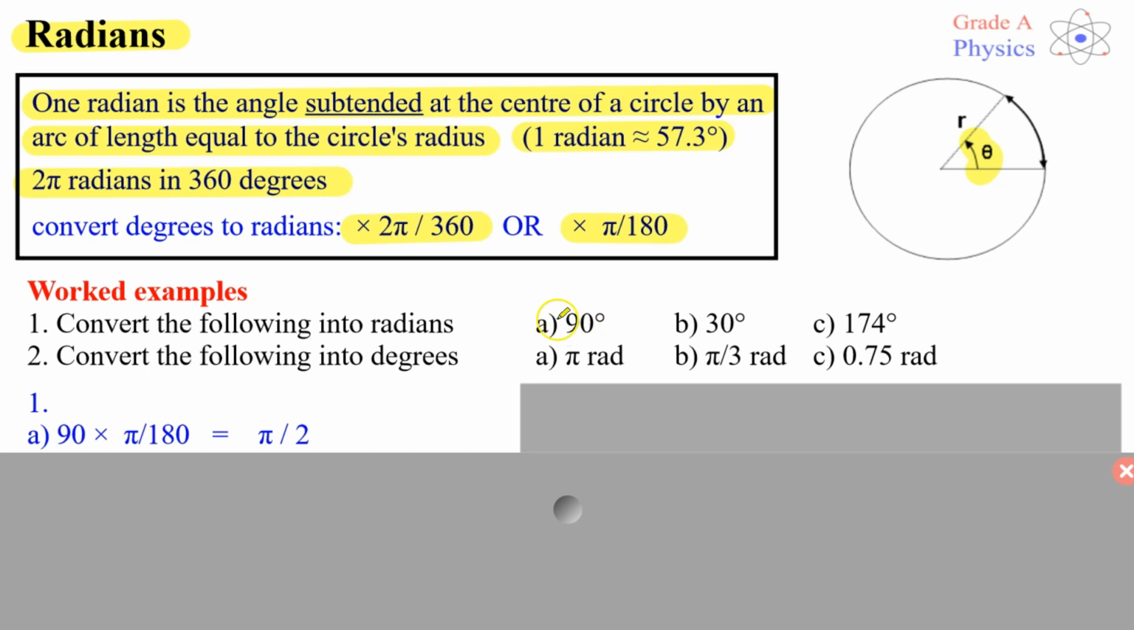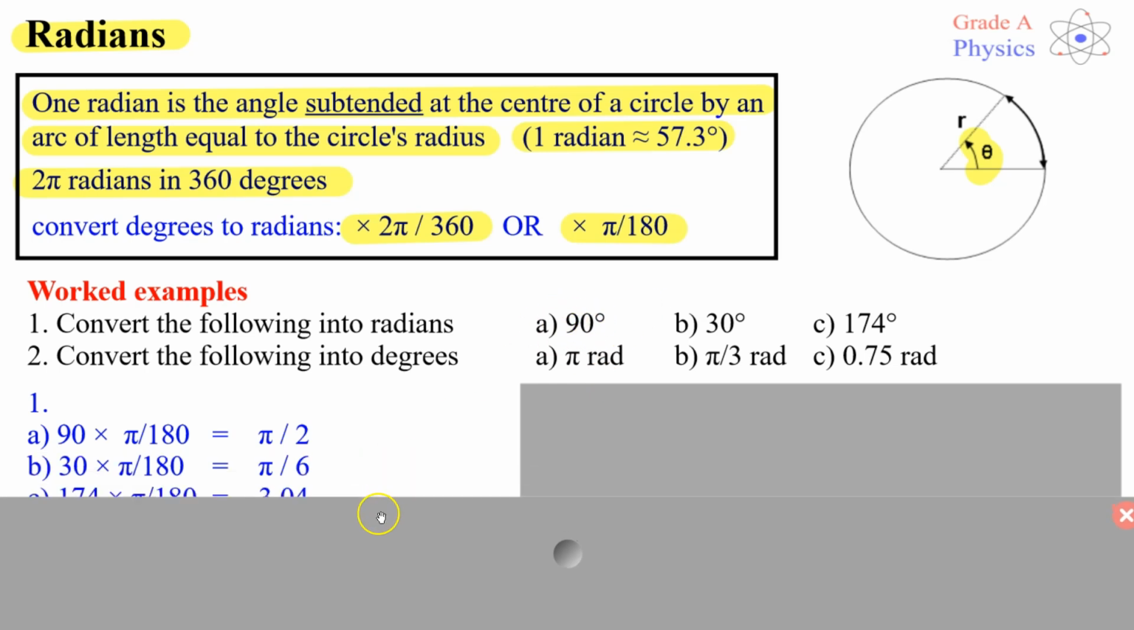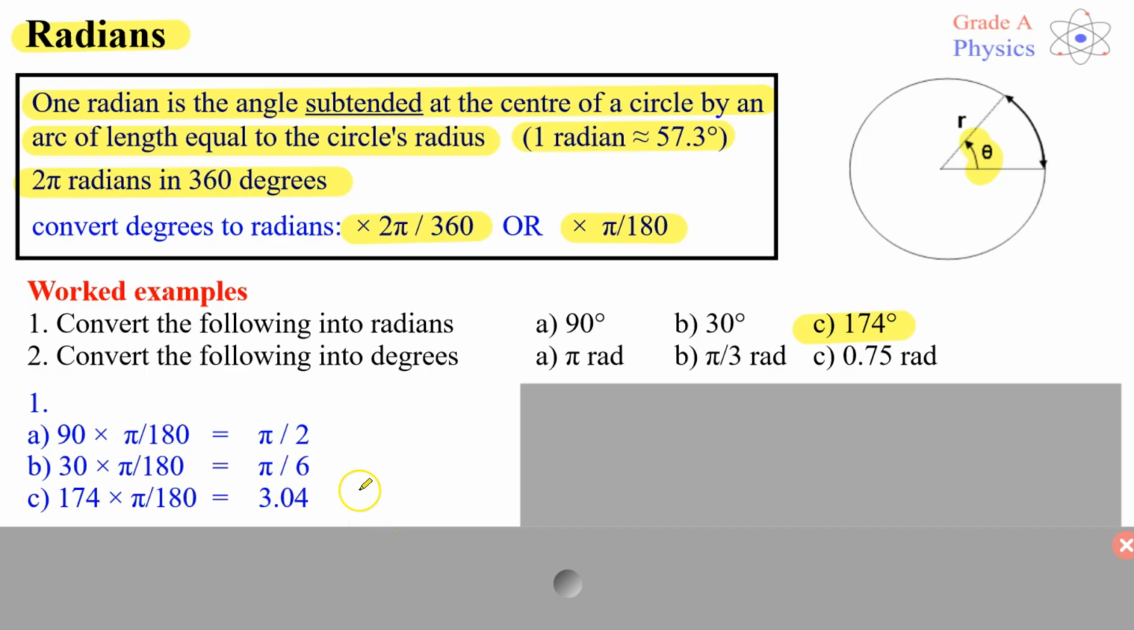30 degrees is 90 divided by 3, so that will be pi over 6. Again, if we have a nice simple fraction, we can leave pi in the answer. But if we have something which is not a simple fraction, then we'd have to use our conversion here to get a decimal answer. So we multiply our 174 by pi, divide by 180, and we get 3.04. Going back the other way, converting into degrees, then here we've got pi.